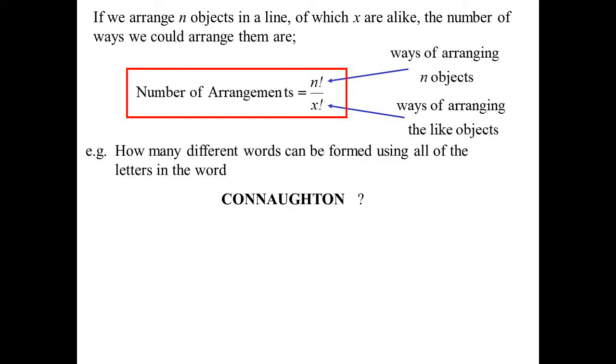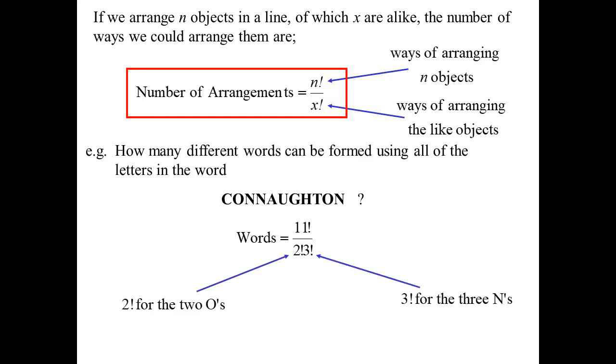How many different words can be formed using all the letters in the word Norton? Surname of a student I taught many years ago now, but I've been using this as an example ever since. Well, there's 6 letters in Norton, but there are 2 O's, so we'll divide by 2 factorial, and there are 3 N's, so we'll also divide by 3 factorial. And we end up with quite a lot of different words. We're not going to try and find them.